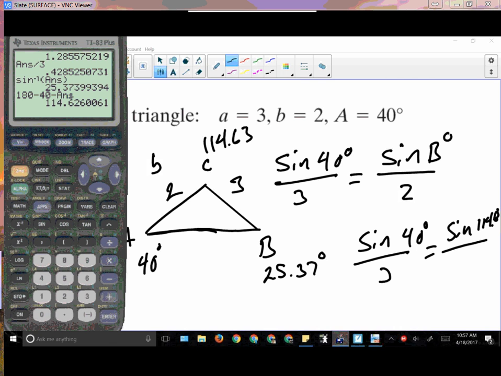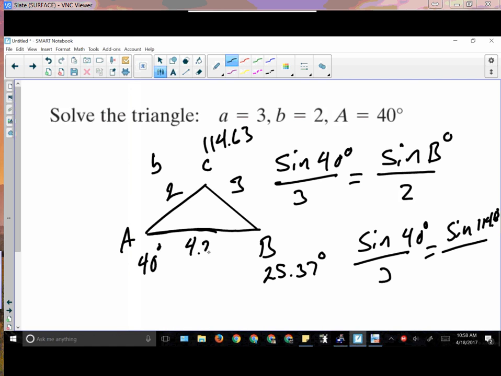So now, mind you, I've been keeping a lot of this stuff in the calculator. I've got an answer here. So rather than trying to always put it back in again and type it, you can utilize the calculator's ability to deal with the last answer. So I can take the sine of last answer, multiply that by 3, divide that by the sine of 40 degrees, and I end up with 4.24. So this side down here could be 4.24.